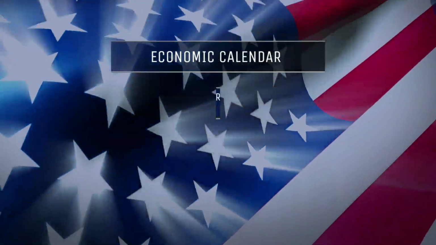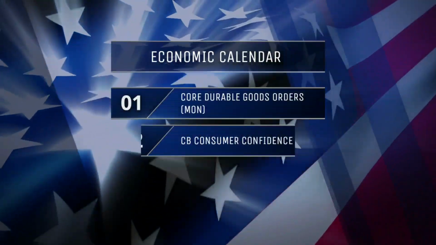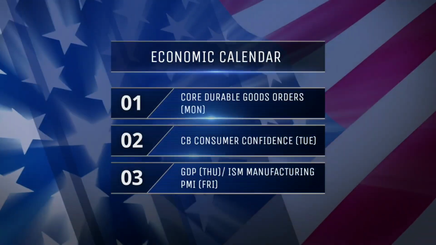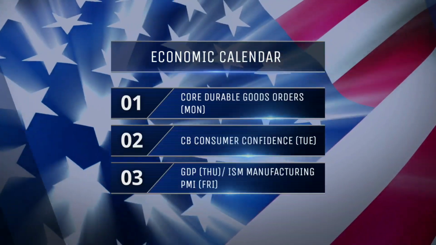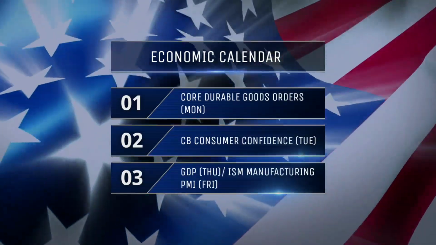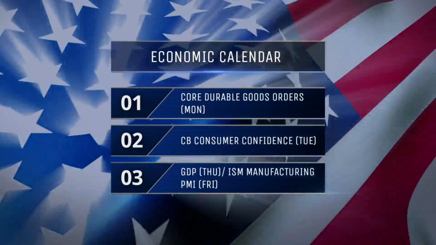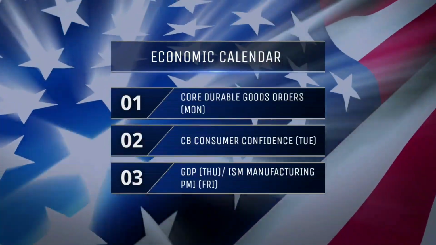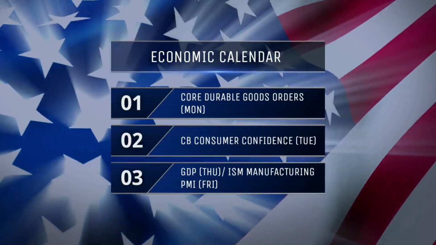On the economic calendar for the coming week from the United States, we are waiting for the following economic headlines to be released: the core durable goods orders on Monday, then the CB consumer confidence on Tuesday, on Thursday waiting for the GDP, and on Friday the ISM manufacturing PMI. That's all for the economic calendar. Moving now to the trading strategy.